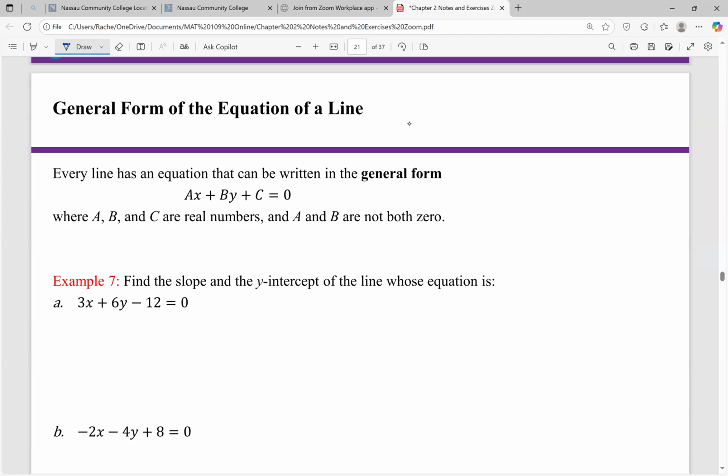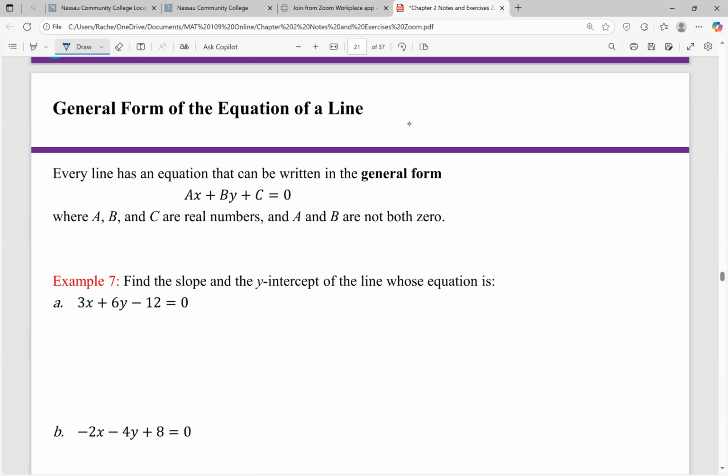There's another form that we could use to represent the equation of a line, and this is the general or the standard form. So we can also write a line in the form ax plus by plus c is equal to 0, where a, b, and c are real numbers. A and b both can't be 0, or else we wouldn't have a straight line. We wouldn't have a line.